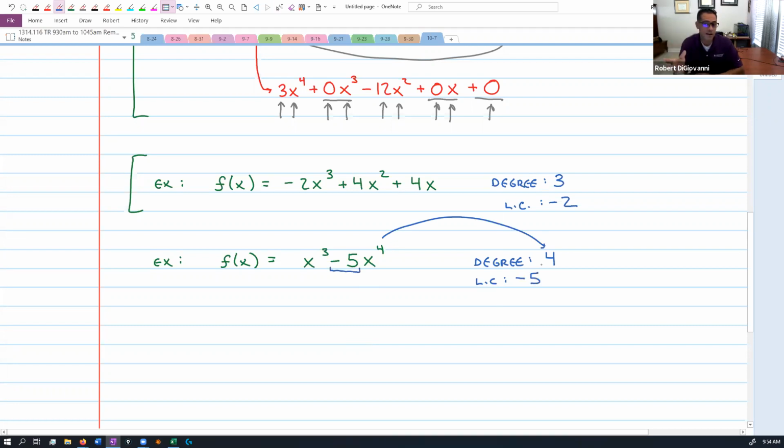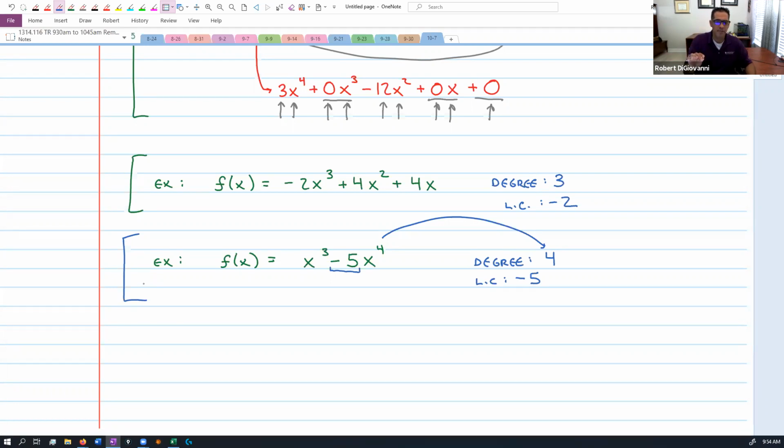Okay, so you do have to pay attention, you're not just always looking at that first term. You're looking through the whole thing and you're trying to identify where the highest power is and then the number in front of it. Okay, questions? Do you think you have a general idea of what a polynomial looks like, how to identify its degree and leading coefficient?